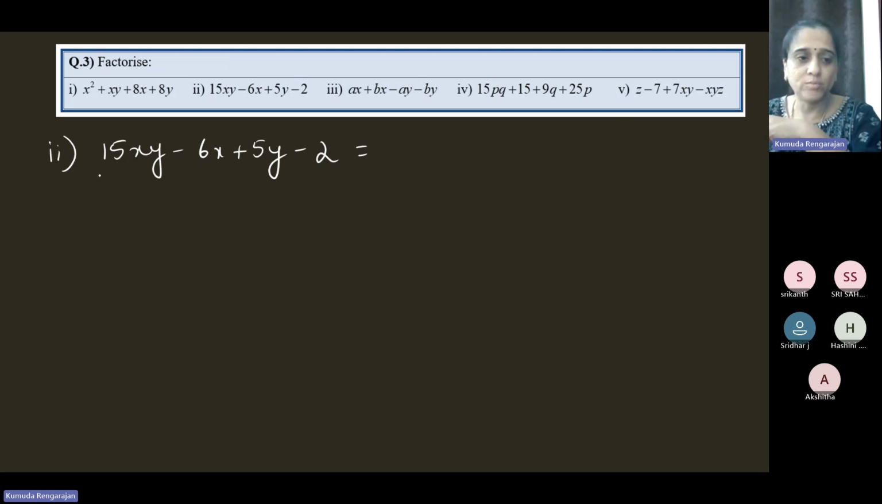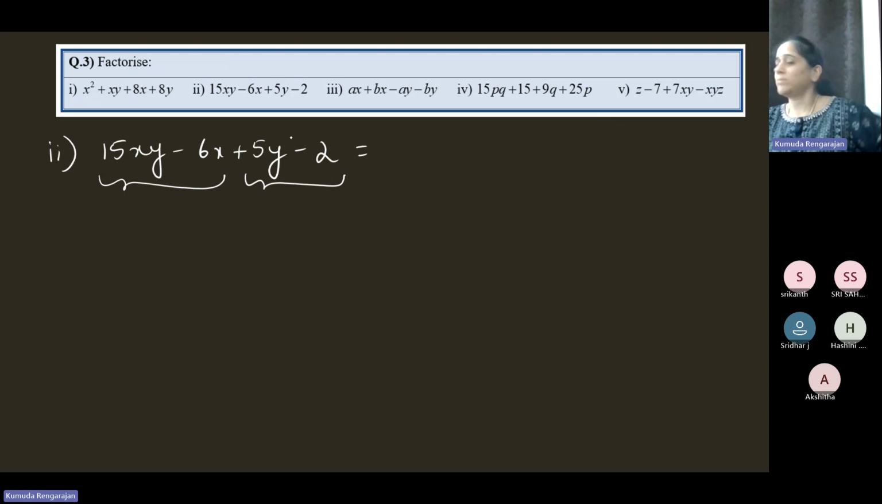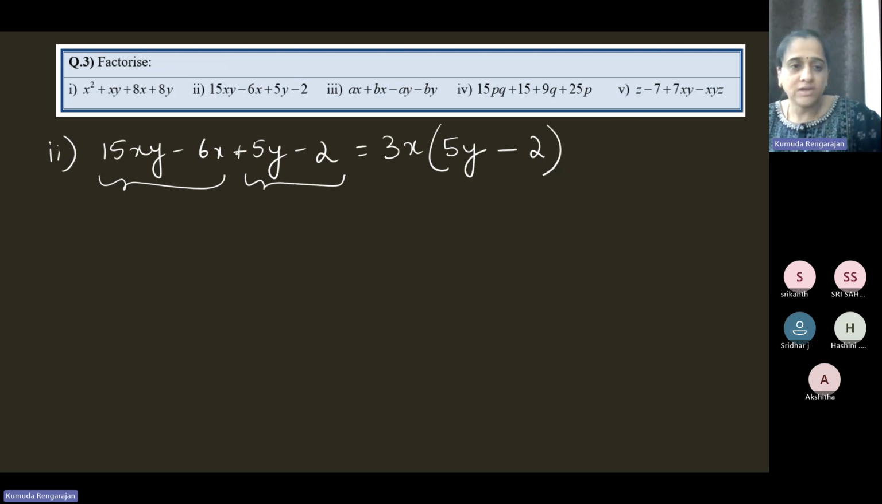We'll try to factorize by grouping. See, the heading is just factorize. We'll group the first 2 terms and the last 2 terms. So 15xy minus 6x, what's common? 3x is common. Open bracket. Now 3x into 5y is 15xy. 3x into minus 2 is minus 6x. Then write the sign as it is, plus.